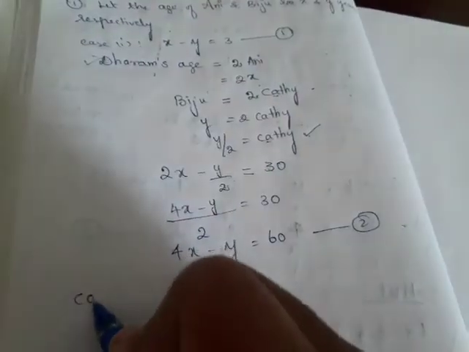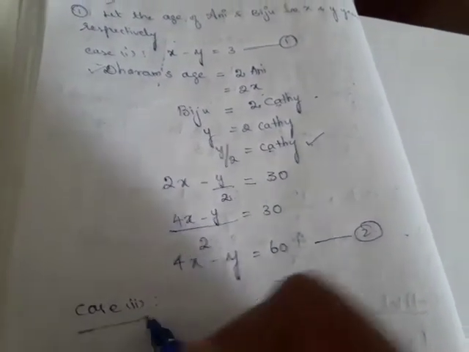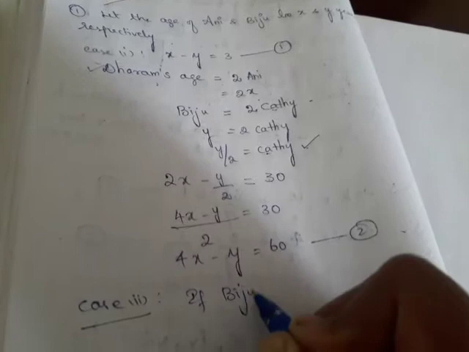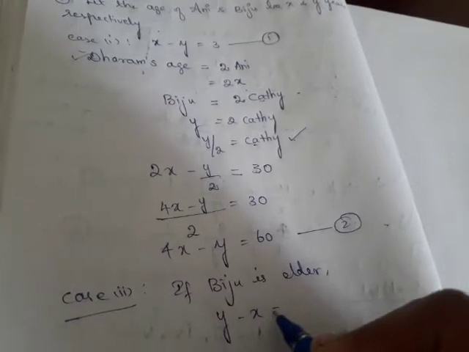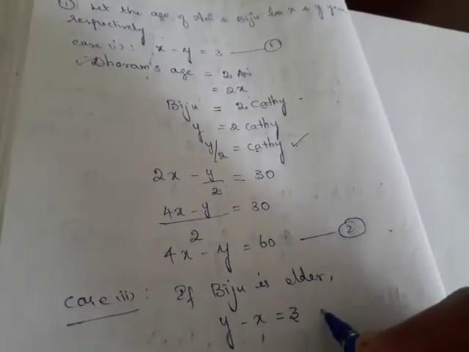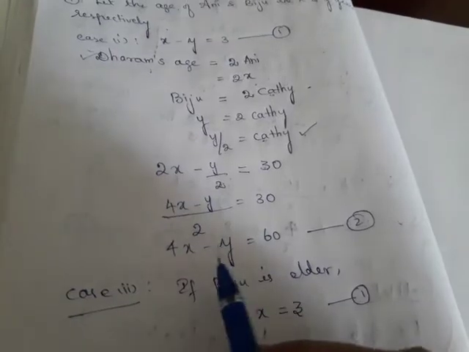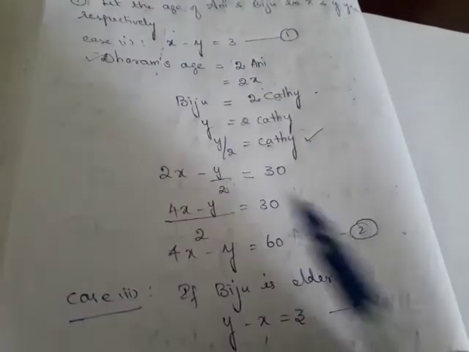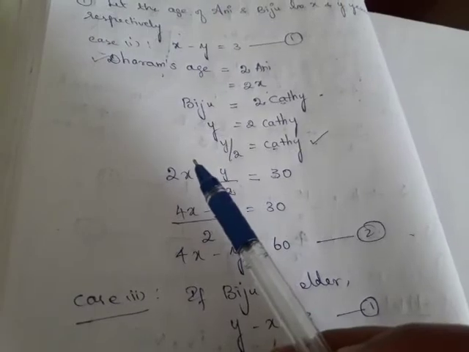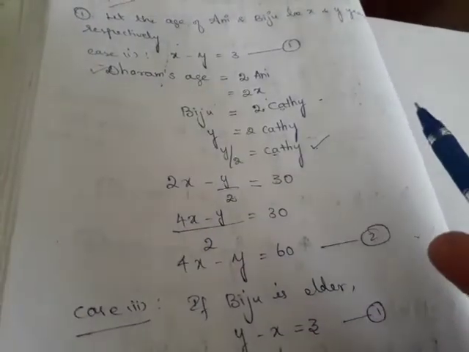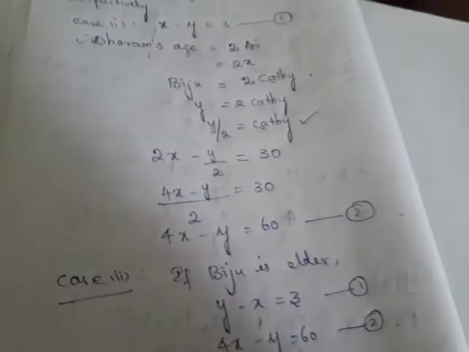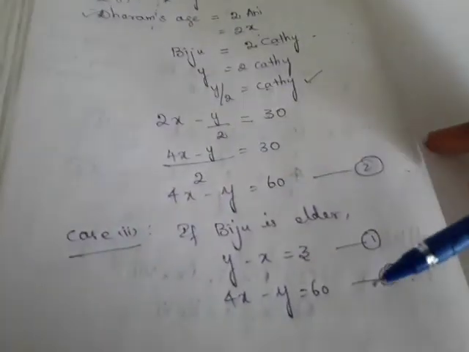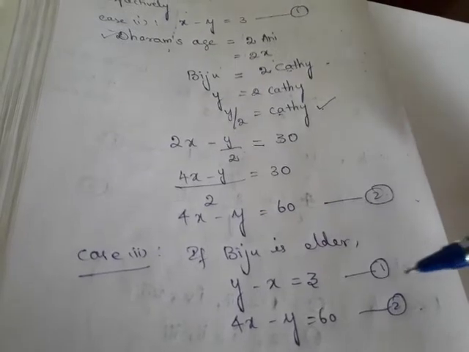So case 2, if Biju is elder, then the first equation will become y minus x equals 3. The second equation will stay as such, because Dharam is the father, so that age is going to be bigger. He is the father of all the three, right? So 2x minus y by 2 equals 30, so the second equation will be 4x minus y equals 60. Okay, so solve the second case also and find the age of Ani and Biju.